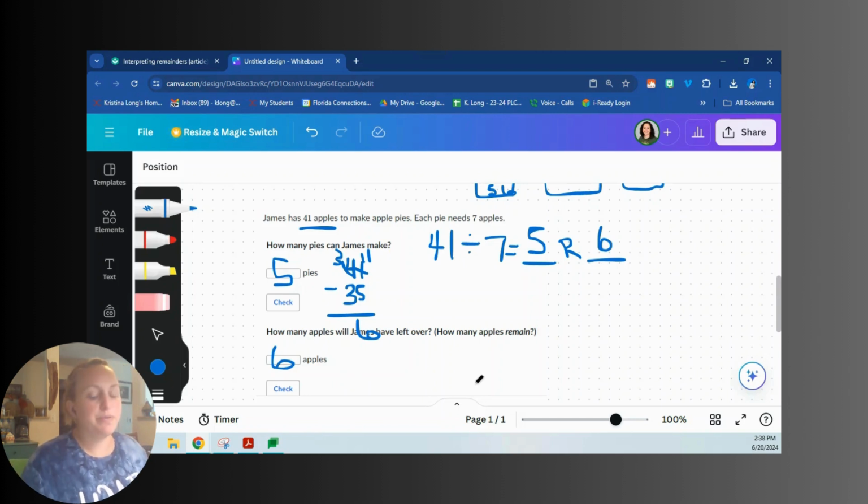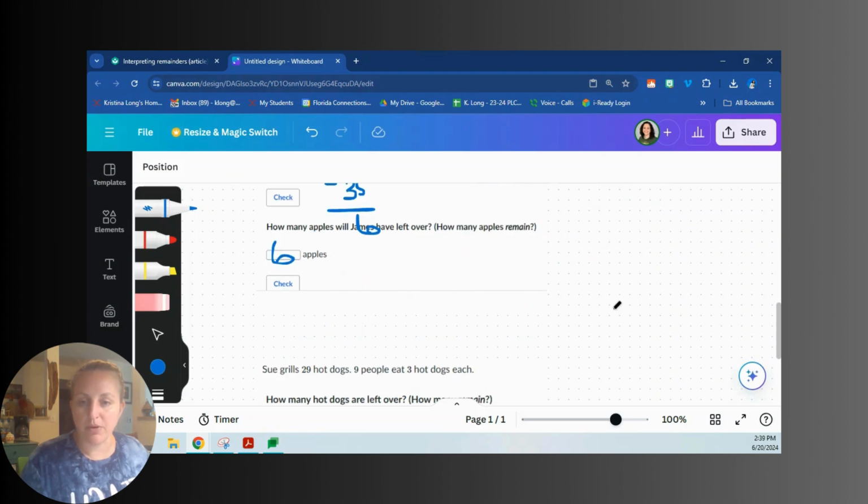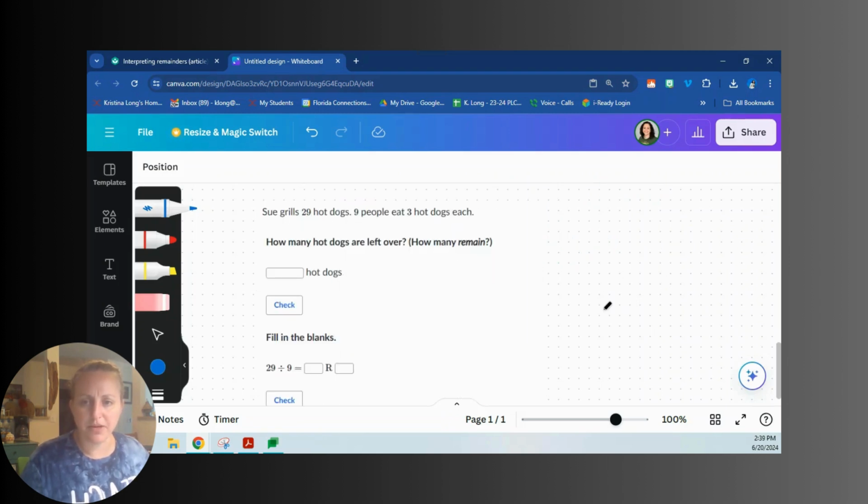How many more apples does he need to make another pie? 1, right? He has 7 apples in each pie. Okay, so you see how we can answer all kinds of questions about a division problem? This is a very simple division problem, but we're able to answer all kinds of questions about it because we know what these numbers stand for. That's what's really important. Let's look at one more example.